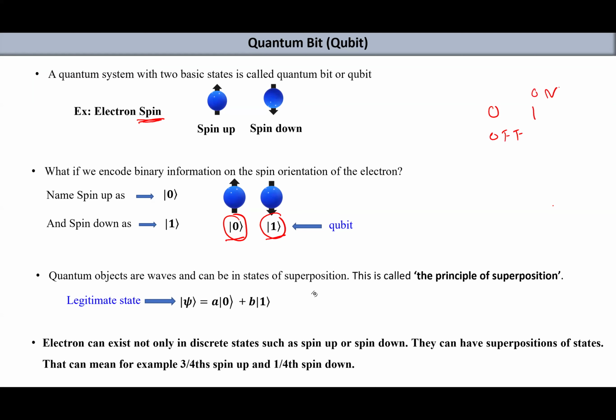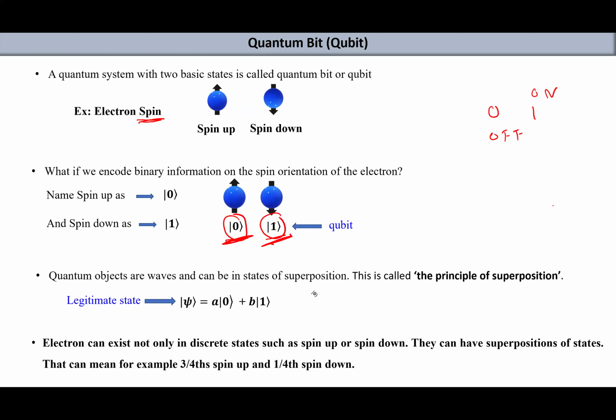So if you want to use only the spin up and spin down states and form a qubit, then there is no difference between the quantum computer and the classical computer. Again I'm repeating, if you limit the quantum computer only to these two states, 0 and 1, then there is no advantage of using a quantum computer over the classical computer.